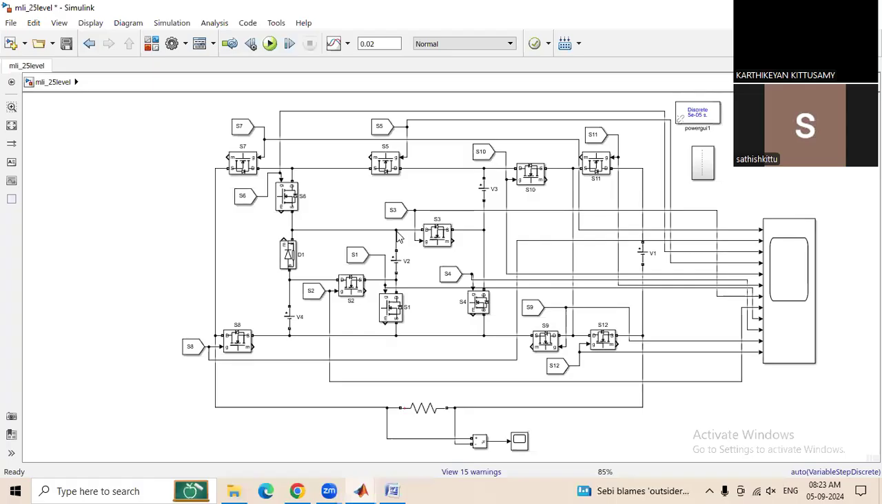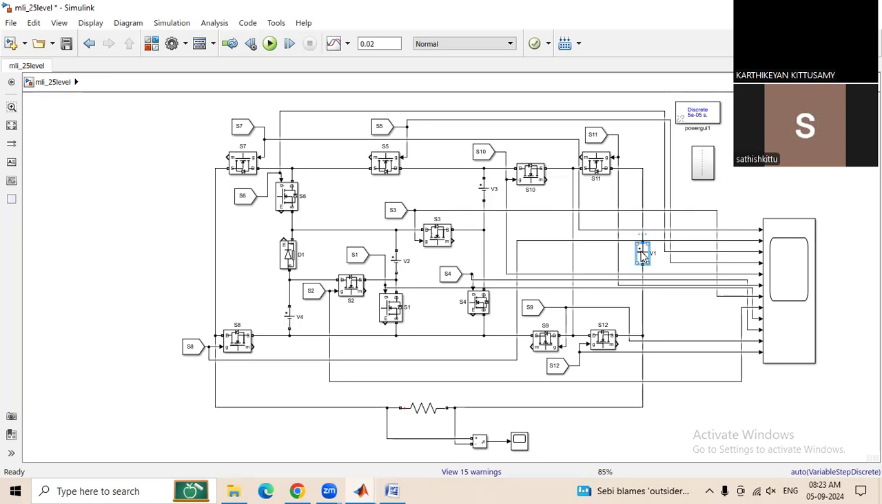This is the simulation circuit of a 25-level inverter with 4 DC sources. The DC sources are in the ratio of 1:2:4:6. That is, V1 will be 1 times V, V2 will be 2 times V, V3 will be 4 times V, and V4 will be 6 times V.